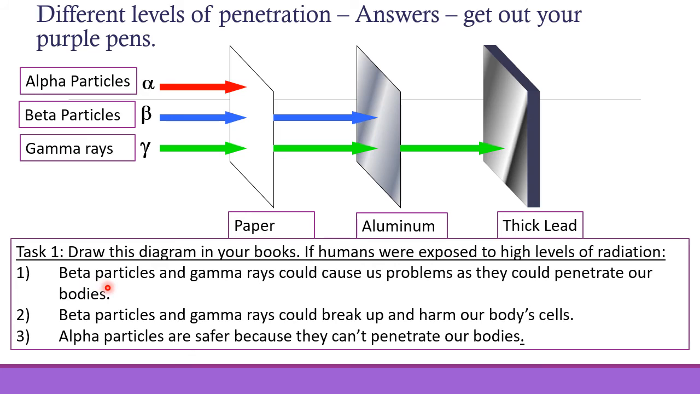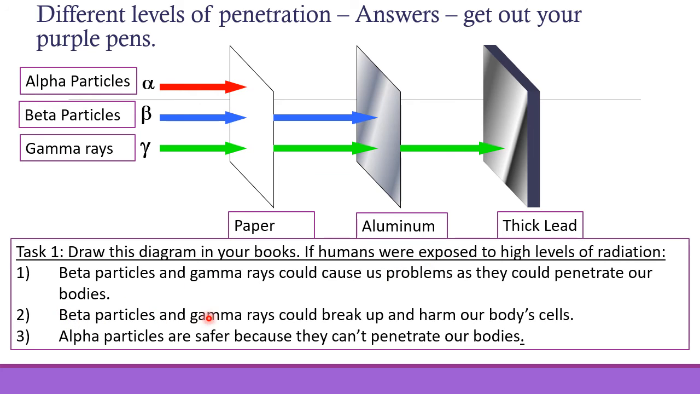And the answers, now they don't have to be exactly the same as mine, but they could be something similar. So number one, beta particles and gamma rays could cause us problems as humans, as they could penetrate our bodies. Now, our skin isn't as thick as aluminium or thick lead, so beta particles and gamma rays can get into our bodies and harm us if we were exposed to high levels of radiation.